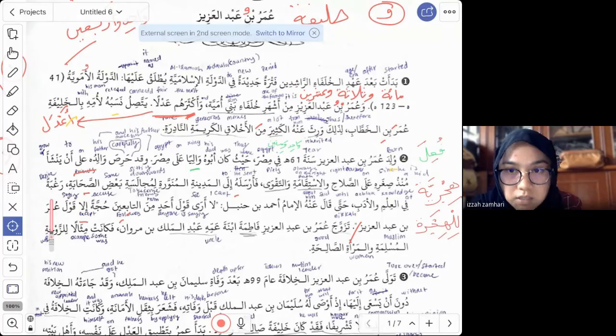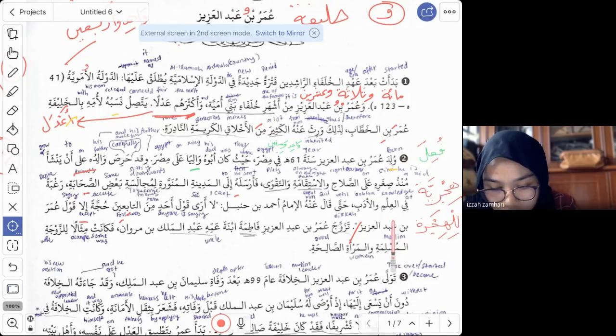Ro'batan means desire. Fi means at. Al-ilmi means knowledge. Wa al-adab. Wal adab means akhlaq.